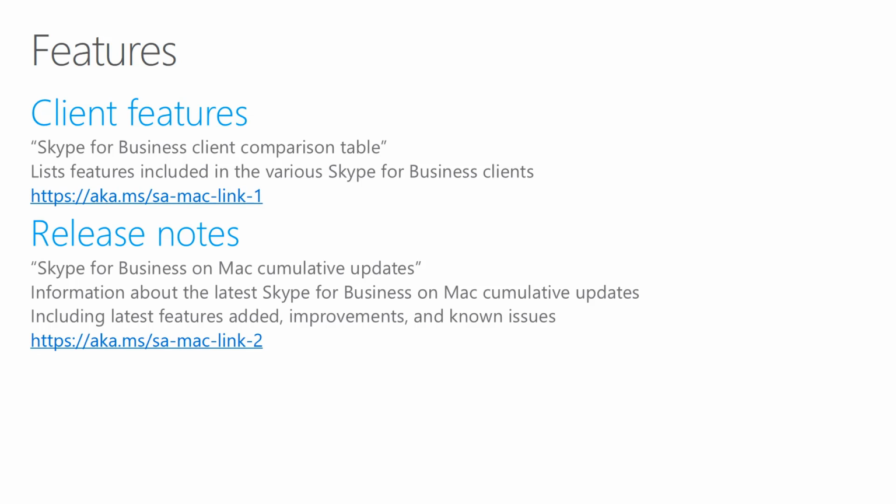The second section, labeled Release Notes, includes an aka.ms link that'll take you out to the Skype for Business on Mac cumulative update release page. This page is updated every time we release a new cumulative update for the Skype for Business on Mac client, and will give you details about previous releases of cumulative updates. In these notes, you will find the latest features, feature improvements, and a list of any known issues that might be there in that specific version of the client.